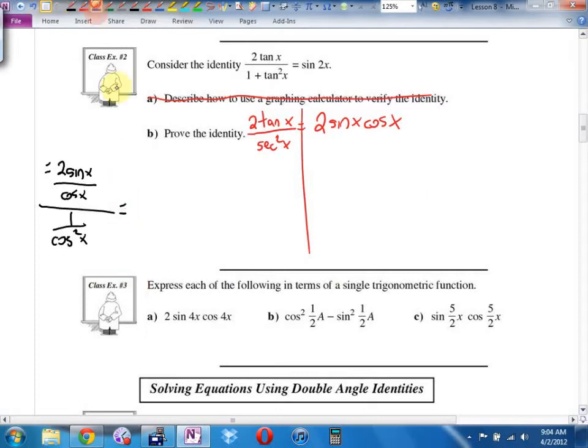This is going to be 2 sine x over cos x times cos squared x over 1. Brianna, how many cosines on top? How many on the bottom? Can I cancel? This is factored because it's all multiplying. And I end up with 2 sine x cos x. Beauty.